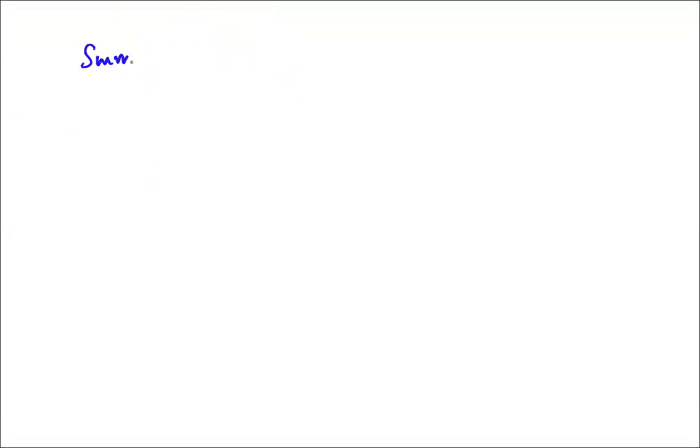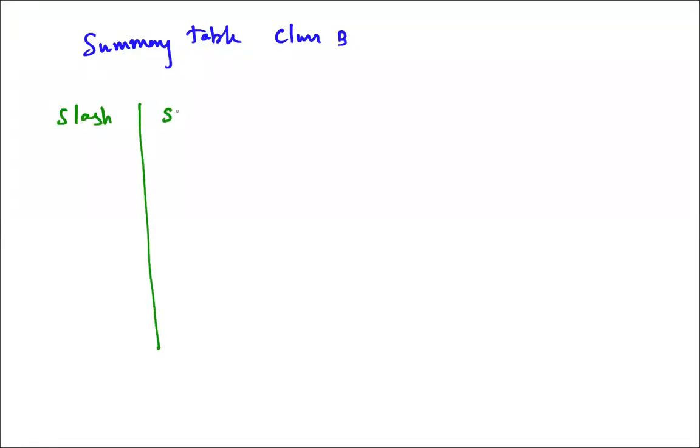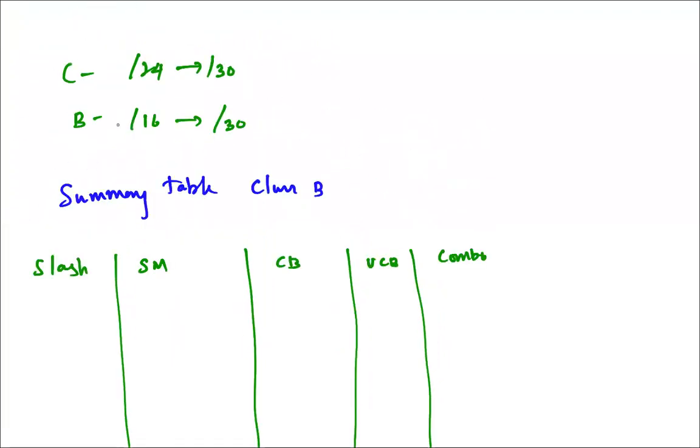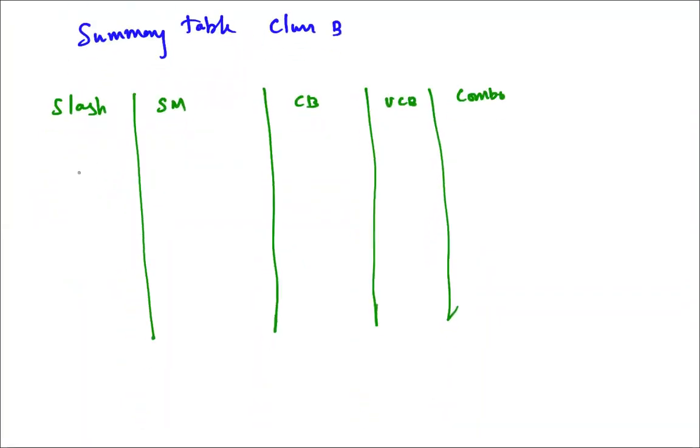This is the summary table for class B. We start with the slash, and then we're going to have the subnet mask, then the changed bits, the unchanged bits, and the combination. So for the slash, we start with /16, correct? So /16.